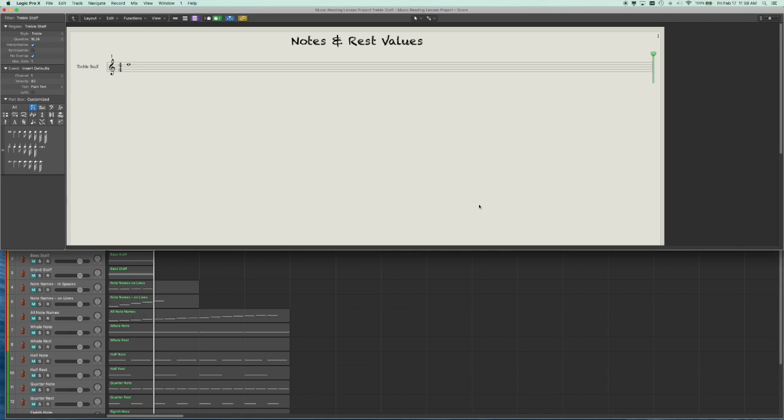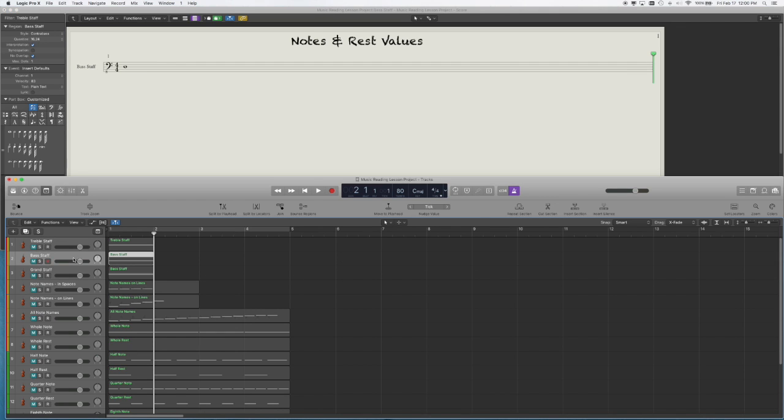And what I'm showing now is the treble staff, which is the most commonly seen staff in music. And it begins with a little curlicue thing on the left end, and that's called the treble clef. And I believe it's also called the G clef because the little circle circles the line, which is the note G on that staff.